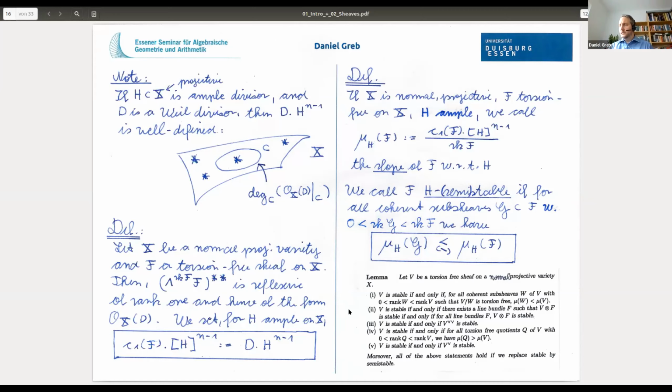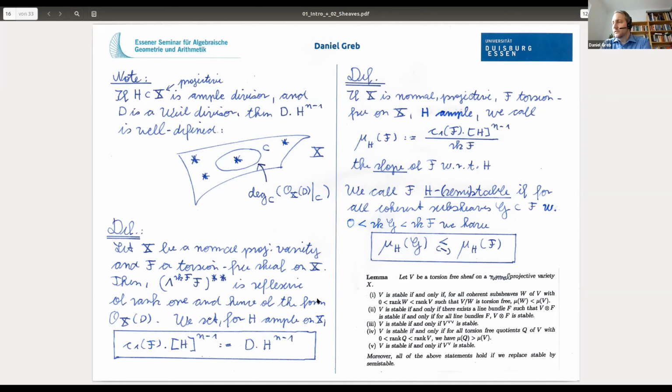2 says that stability is invariant by twisting with some line bundle. So I can shift my sheaf by twisting it with a line bundle, and then check stability, and that's equivalent to stability of V. Another property which is very important, especially if you think about these geometric examples of sheaves that I'm dealing with coming from geometry, like the tangent sheaf, these sheaves of differential forms.